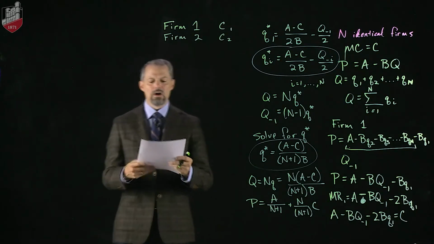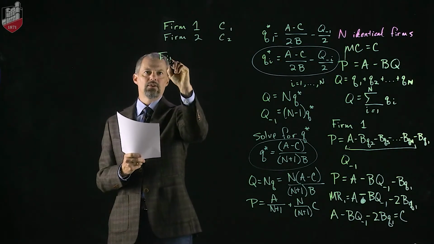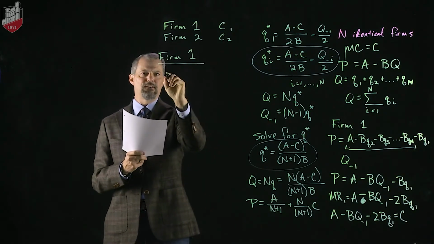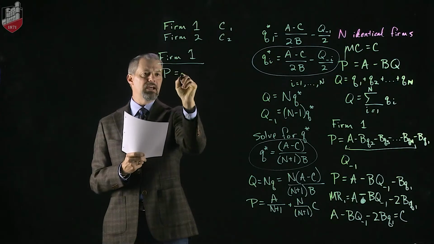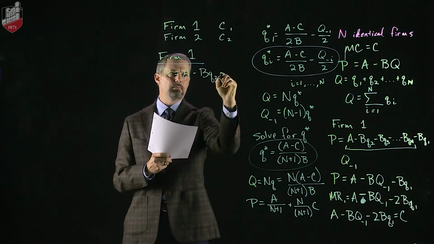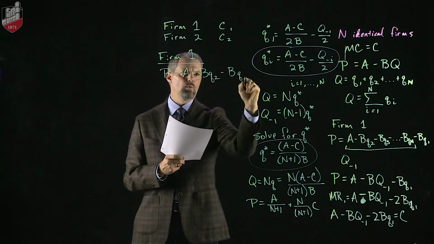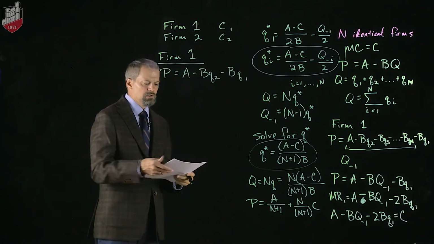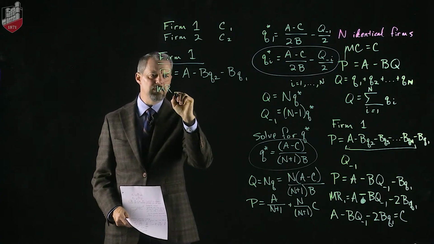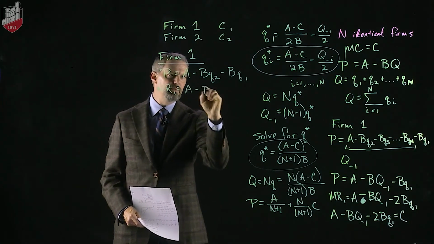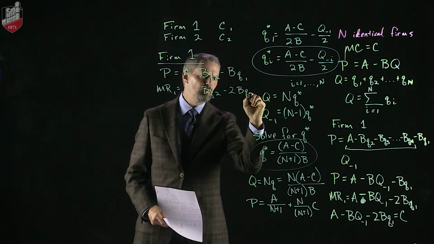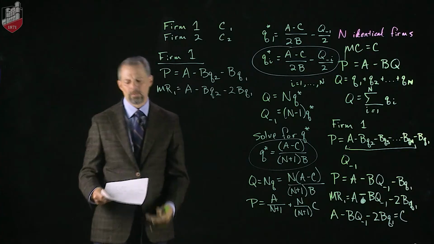For firm 1, let's start with firm 1. What we can do is say, okay, firm 1, the demand curve they face is A minus B Q2 minus B Q1. We've already done their marginal revenue, which would be equal to A minus B Q2 minus 2B Q1. Same intercept, twice the slope.